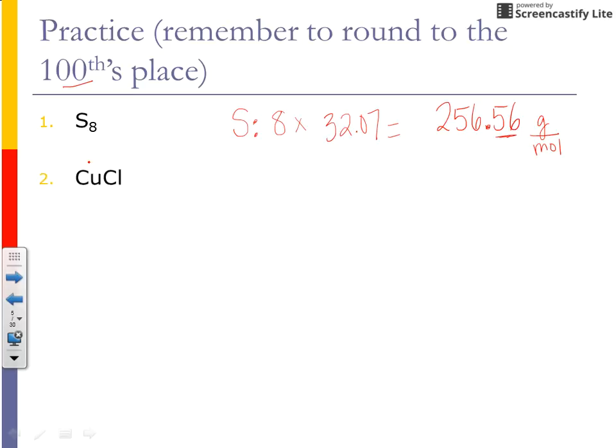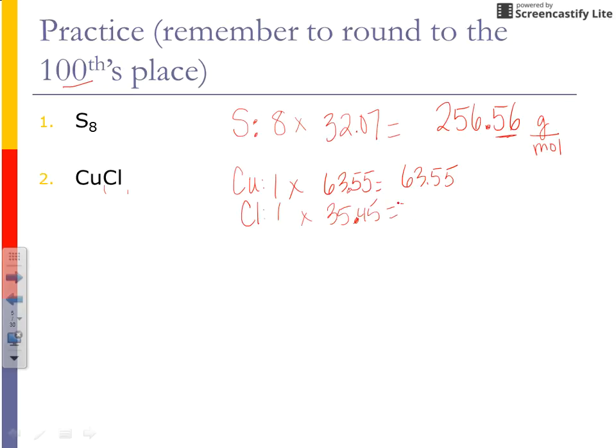All right, example 2. Here we have a compound, copper 1 chloride. So break the formula down into its elements, copper and chlorine. Notice there's 1 copper and 1 chlorine, so I'm just going to keep this consistent. So 1 times copper. Find copper on the periodic table, and its atomic mass is 63.55. And for chlorine, there's 1 chlorine in the formula. Look to your periodic table, and its atomic mass is 35.45.